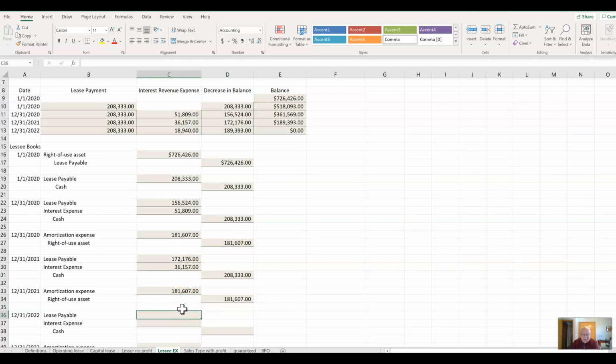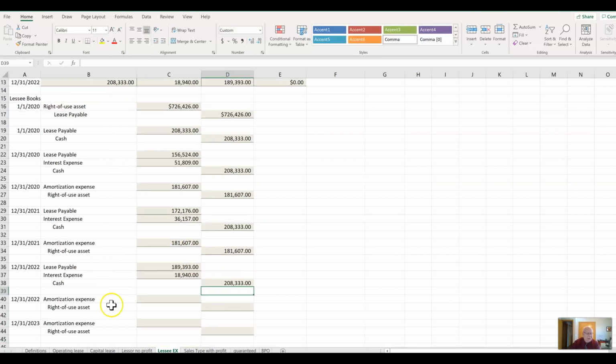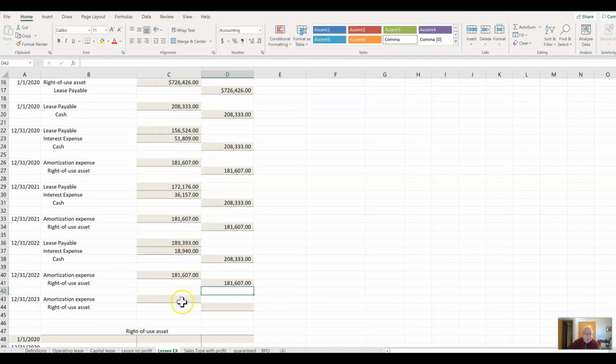Then we'll have on 2022 for December, doing lease payable, interest expense, and the payment. Okay. And then we have the amortization expense, which again is the 726,426 divided by 4. And you do that the following year also. Now notice this year we don't have a payment because it's done at the beginning of the year. So at the end of the year we don't have a payment.